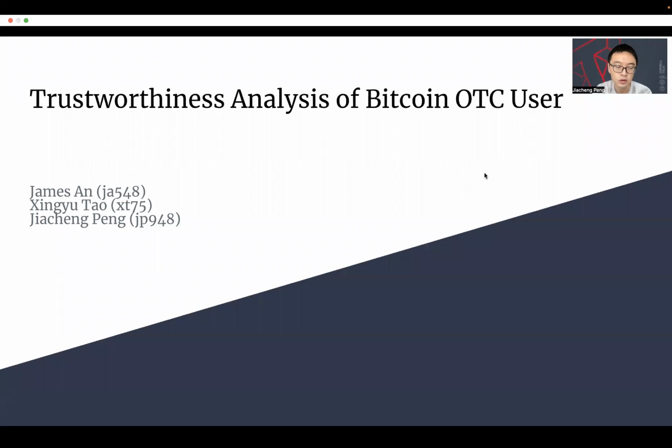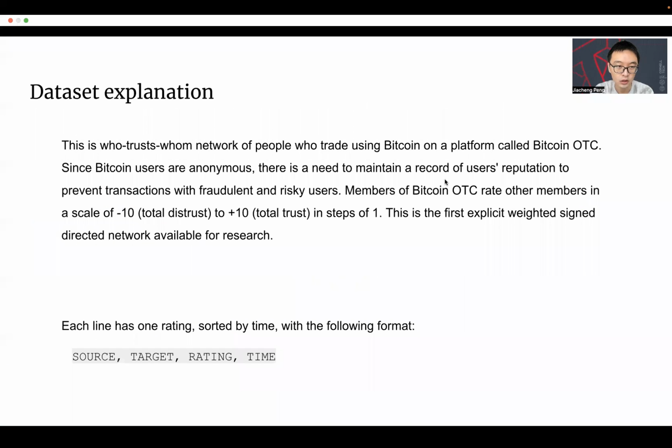Hello, everyone. Today we're going to present our presentation on trustworthiness analysis of Bitcoin OTC users. Let's first explain the data set we are using.